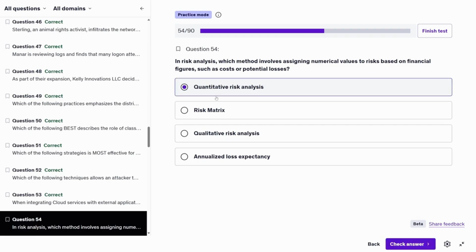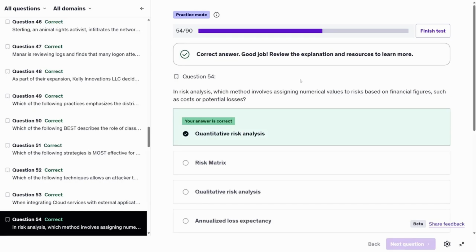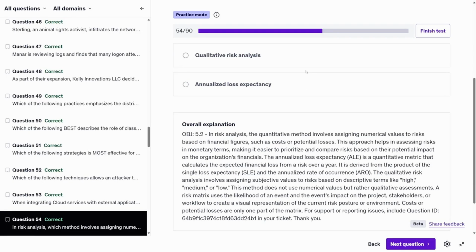The correct answer is A, quantitative risk analysis. In risk analysis, the quantitative method involves assigning numerical values to risks based on financial figures such as costs or potential losses. This approach helps in assessing risks in monetary terms, making it easier to prioritize and compare risks based on their potential impact on the organization's financials.